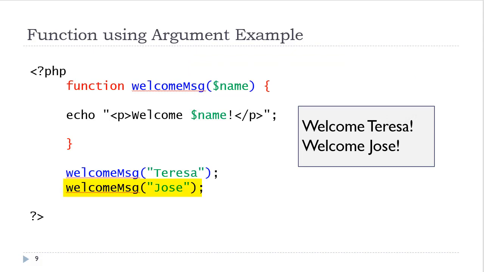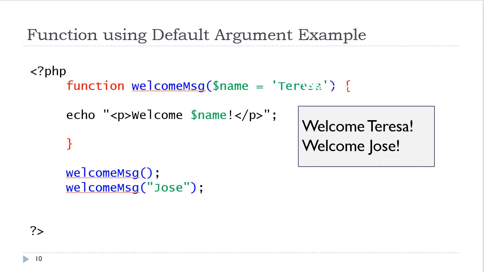I can use that function again, and now I can say welcome to Jose. So we can pass the value Jose to the function. The variable $name assumes the value of Jose. That value is transferred down into the curly braces, and we see the result here in the web page.